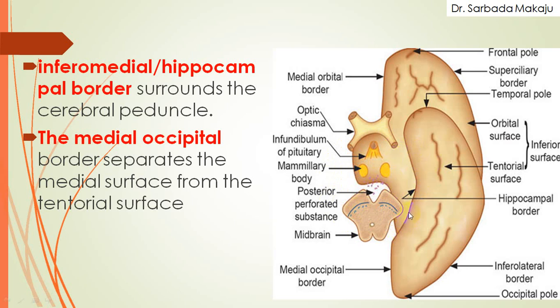Now when you extend this hippocampal border posteriorly, it is continuous and forms one more border, which is known as the medial occipital border. This medial occipital border separates this area, which is known as the temporal surface, from the medial surface of the cerebral hemisphere.